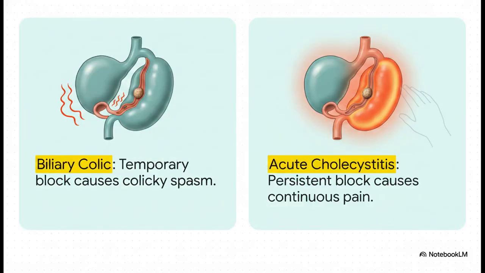Next, let's contrast two gallbladder states that are super easy to confuse. Biliary colic is a temporary obstruction. A gallstone gets stuck, causing waves of intense colicky spasm, but then it falls back and the pain eases.